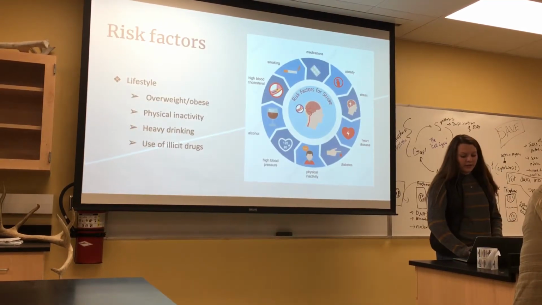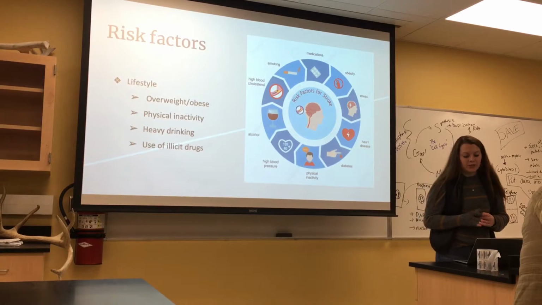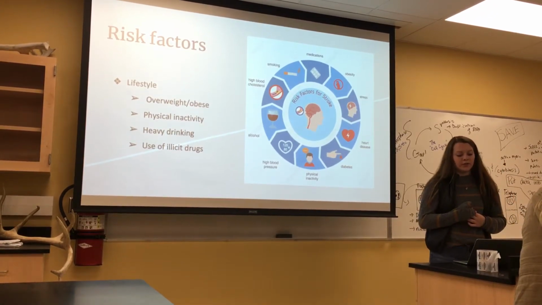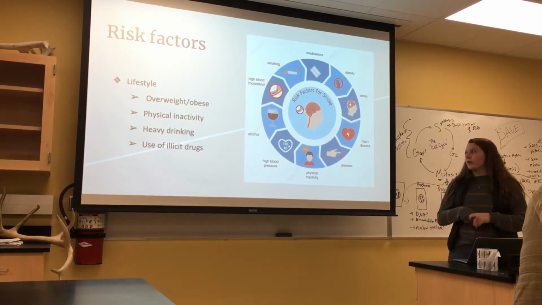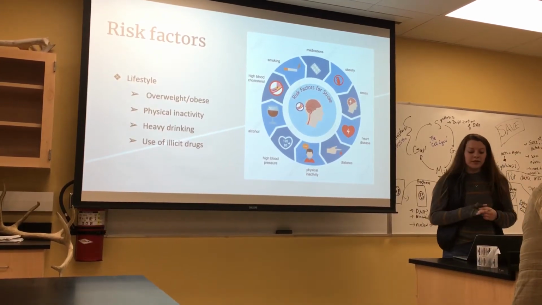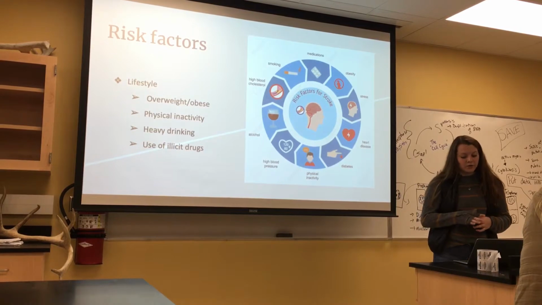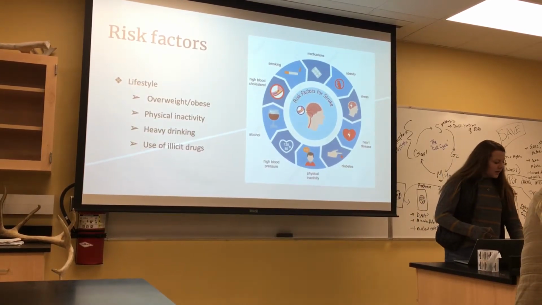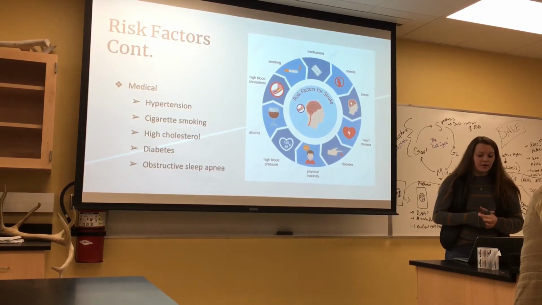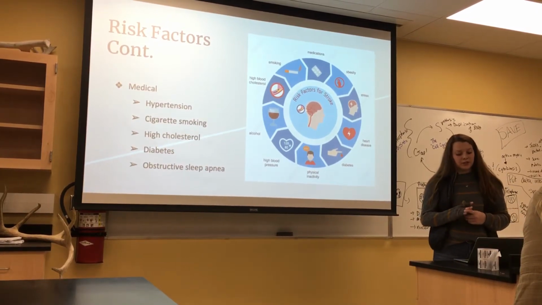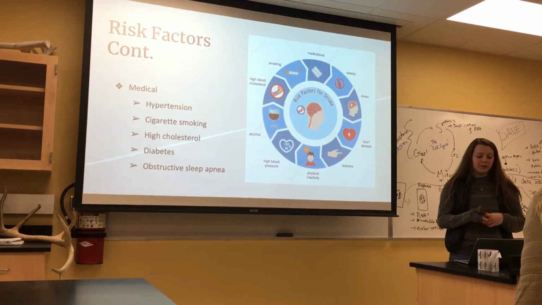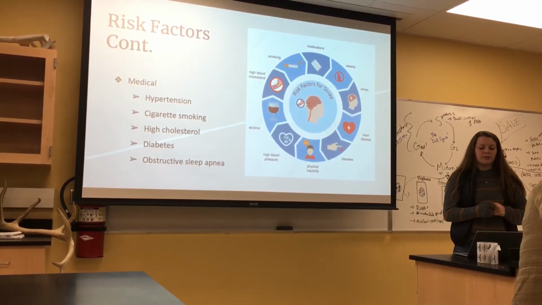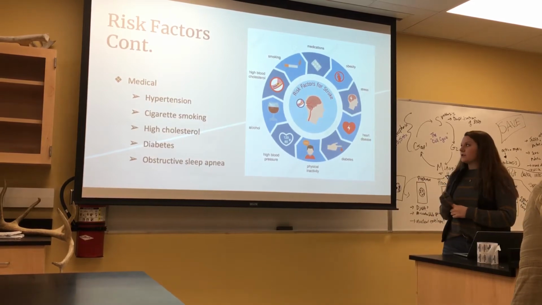Alright, so for the risk factors, there are several risk factors that can potentially lead to an individual having a stroke. The lifestyle risk factors include living a sedentary lifestyle, so being overweight or obese, physical inactivity, heavy drinking, or use of illicit drugs such as cocaine and meth. And then the medical risk factors include having hypertension, which most of you know is consistently high blood pressure. Cigarette smoking, having high cholesterol, diabetes, and obstructive sleep apnea are all risk factors for stroke as well.